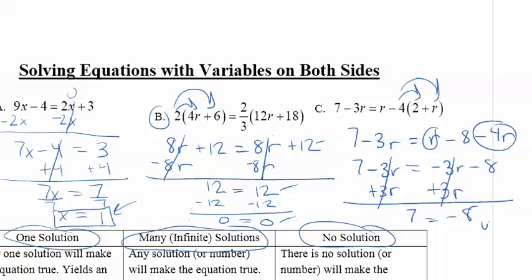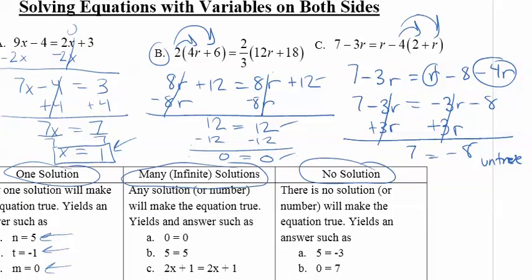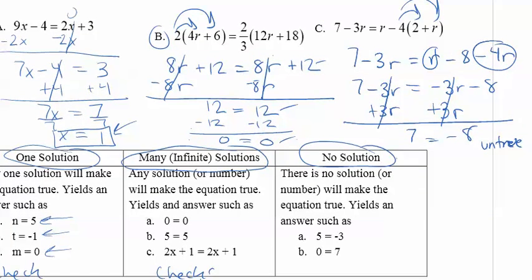Well, this is untrue. This is not a true statement. Okay, so when I have an untrue statement, that means that no solution that I plug in will actually work. And so in this case, I end up with a no solution. So no solution, whenever you're trying to solve for the variable and your variables cancel, you end up with a statement that says 5 is equal to -3 or 0 equals 7, or in this case, 7 equals -8. Well, we know that that's not true, so this will be called a no solution. And so one way to show that is to write this big fat O with a line through it.